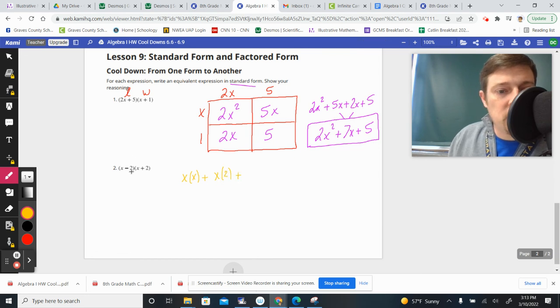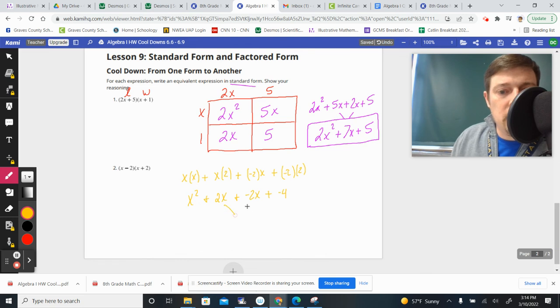Now my inside terms, be careful. This minus makes that 2 negative, so this is negative 2 times x. And then in the last part, negative 2 times 2. There we go. I got it all written out. X times x is x squared. X times 2 is 2x. Negative 2 times x is negative 2x. And negative 2 times positive 2 is negative 4.